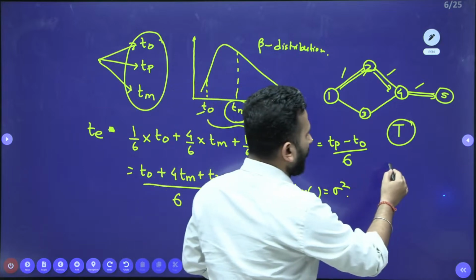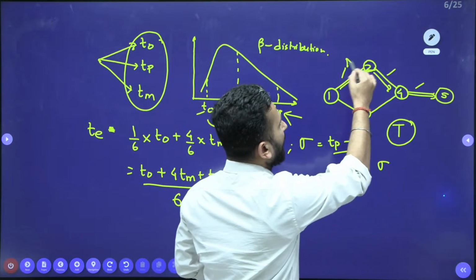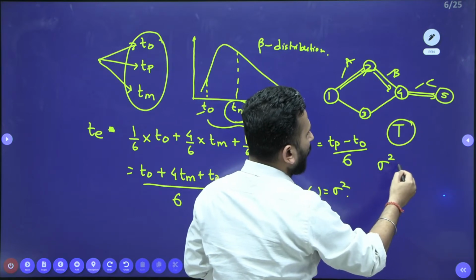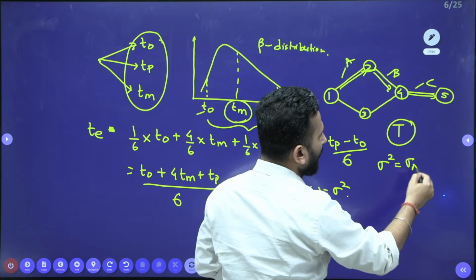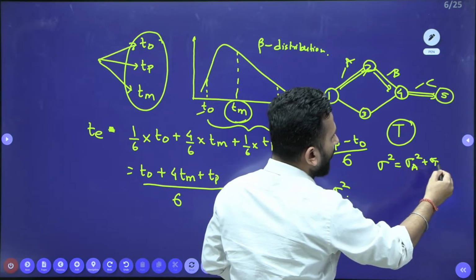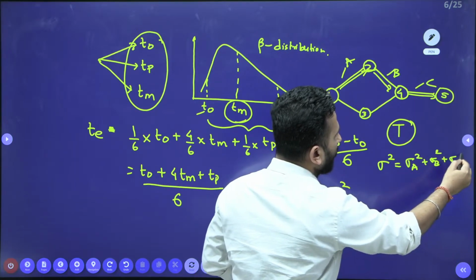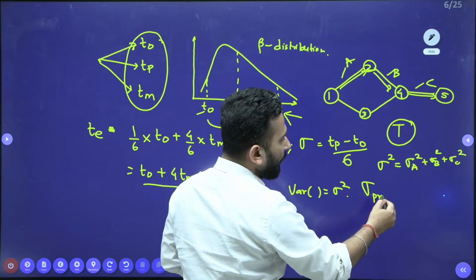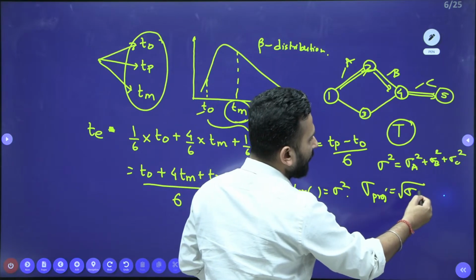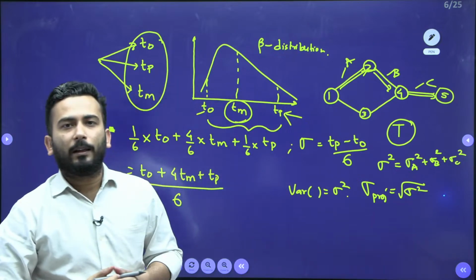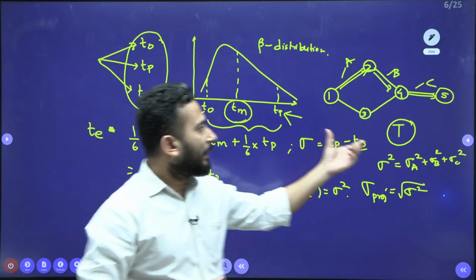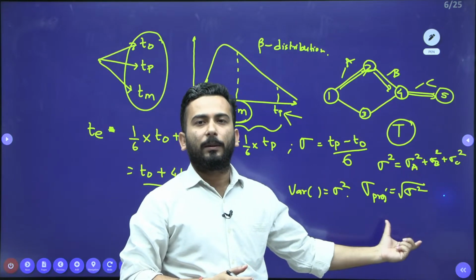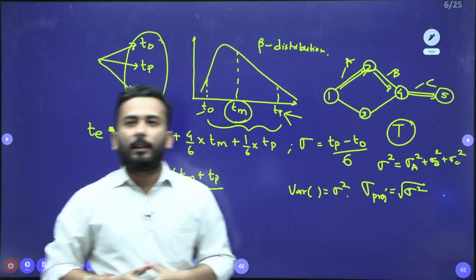So suppose this is A, suppose this is B, suppose this is C. So what will be the sigma square of this project? Sigma A square plus sigma B square plus sigma C square. And ultimately if I ask you what is the standard deviation of the project, you will take the square root. So like this we have got the expected project completion time and the standard deviation of the project. Getting or not?